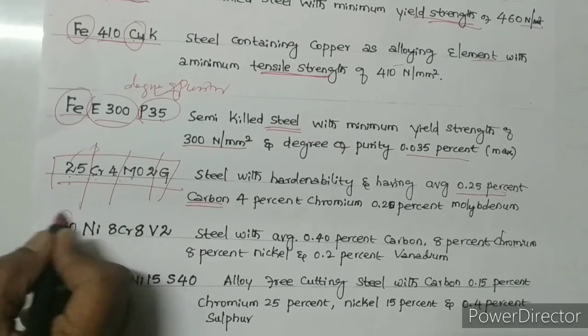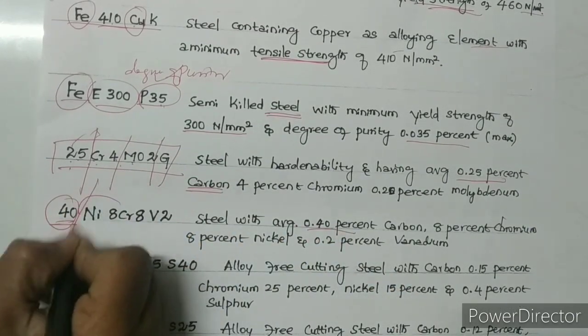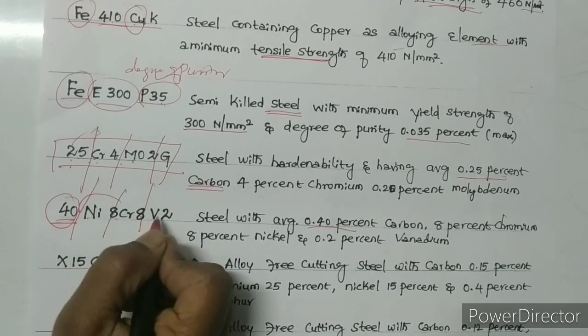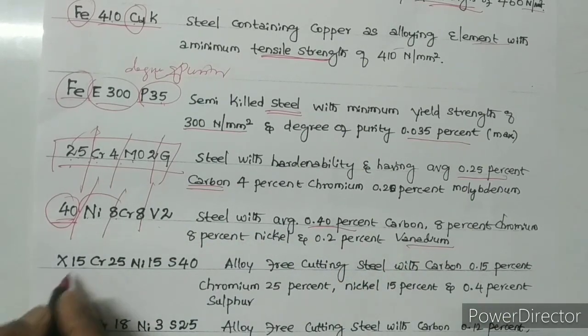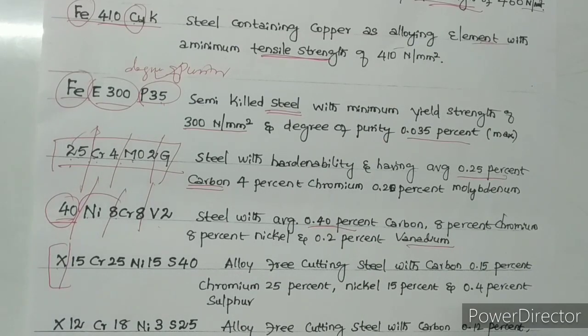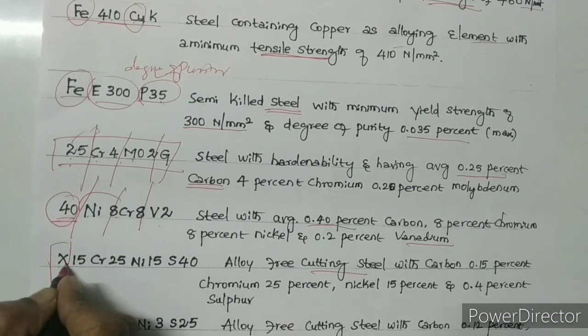Now again, 40 is 0.40% of carbon. Again it is like this: 8% of nickel, 8% of chromium, then 0.02% of vanadium. Next, this X is separate. That X is killed steel, you can write. So it is a free cutting steel. So X indicates free cutting steel.